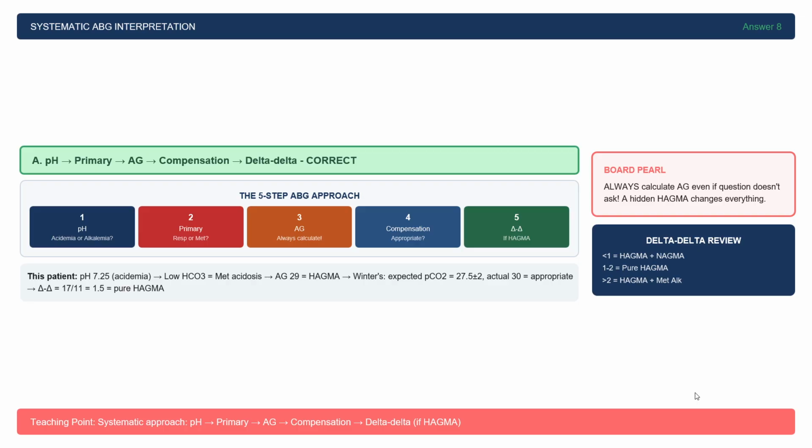So the big takeaway is to stay systematic: start with pH, then identify the primary disorder, then calculate an anion gap, then check compensation, and finally calculate delta delta when a high anion gap metabolic acidosis is present. Following this sequence helps you consistently arrive at the correct diagnosis and prevents missing mixed complex disorders.